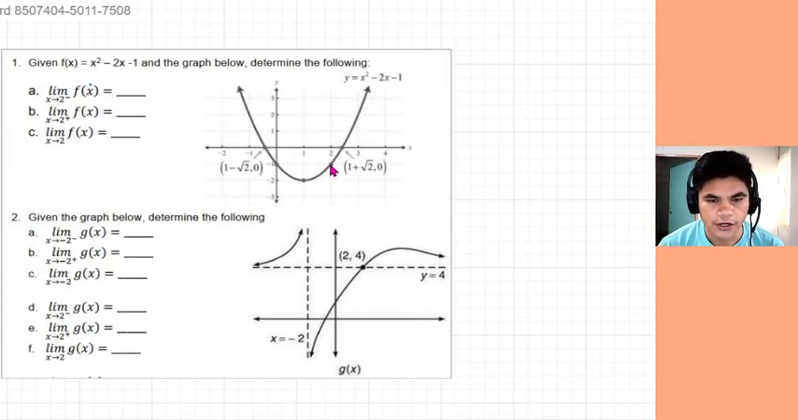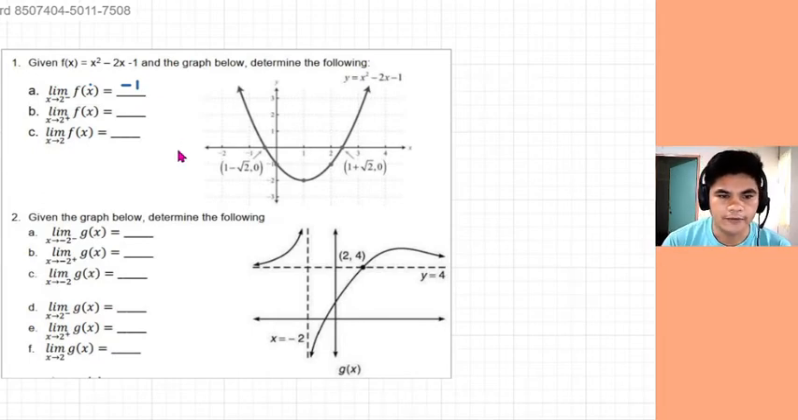This point is (2, negative 1), right? 2 and negative 1. Therefore, the limit of f(x) as x approaches 2 from the left is equal to negative 1.